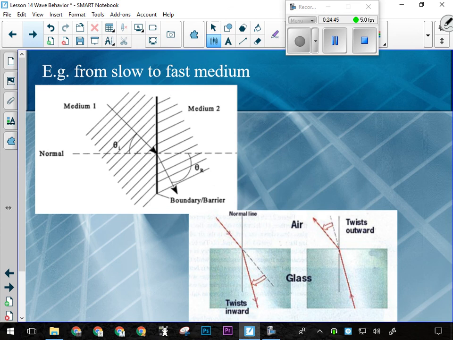All right, and then from slow to fast, the opposite happens, right? We have these waves here that are close together. They go into the new medium. They bend away from the normal. They get wider. The waves get longer.